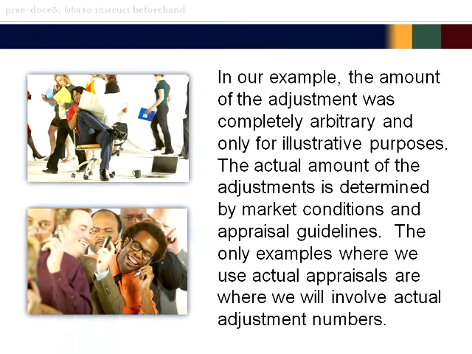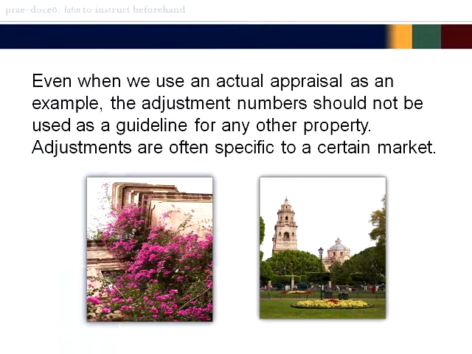In our example, the amount of the adjustment was completely arbitrary and only for illustrative purposes. The actual amount of the adjustment is determined by market conditions and appraisal guidelines. The only examples where we use actual appraisals are where we involve actual adjustment numbers. Even when we use an actual appraisal as an example, the adjustment numbers should not be used as a guideline for any other property. Adjustments are often specific to a certain market.